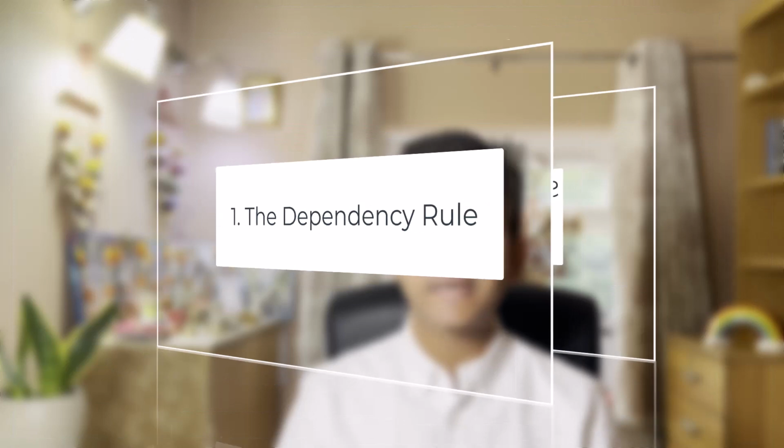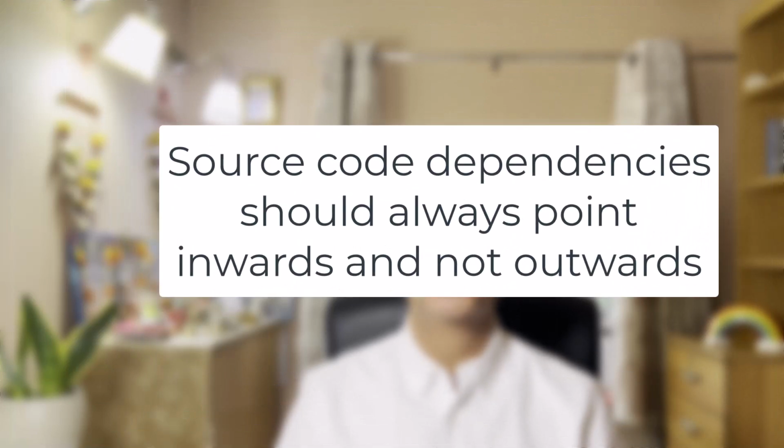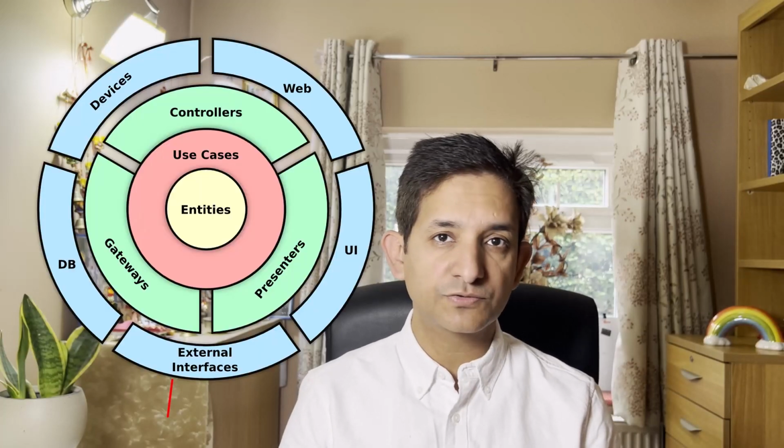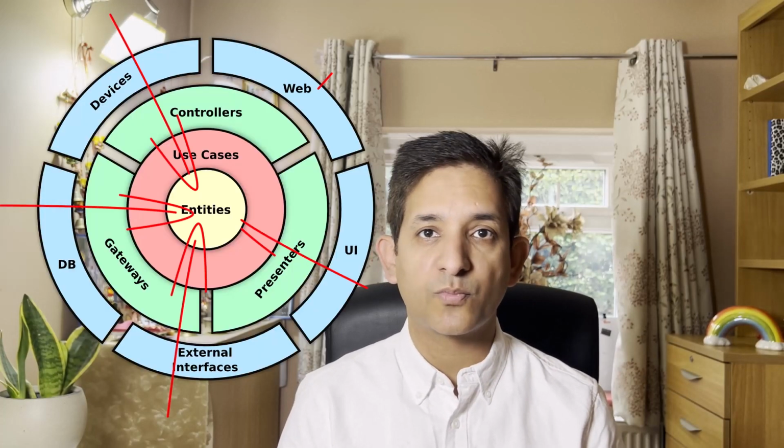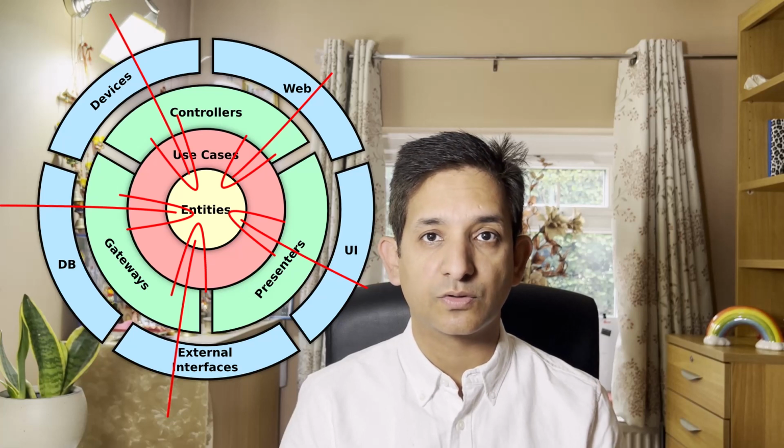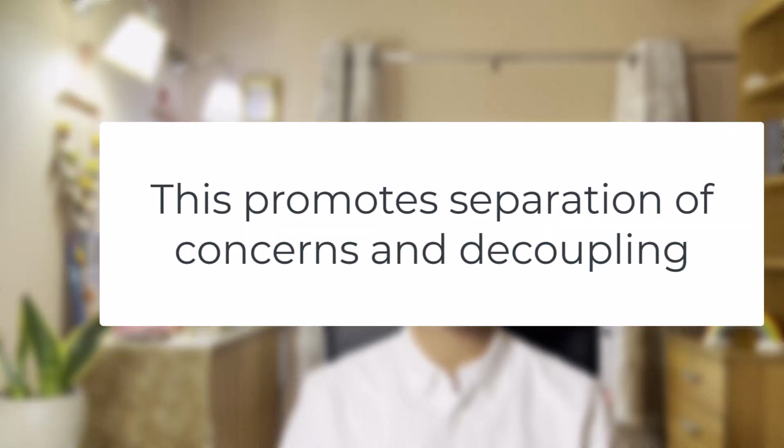The very first and one of the important things in clean architecture is the dependency rule. It dictates that the source code dependencies should always point inward and not outward. In other words, the business logic should not depend on the external components, but it should depend on the core. This promotes separation of concern and decoupling. And the best part, you can check it easily as there are many tools available.